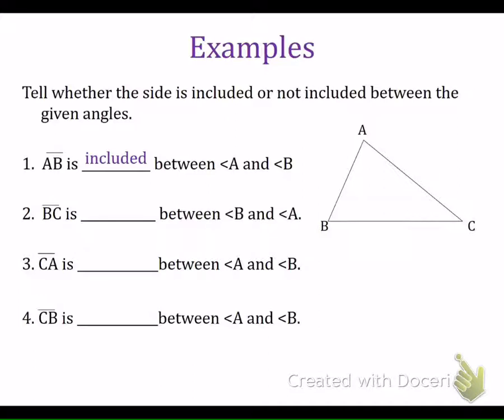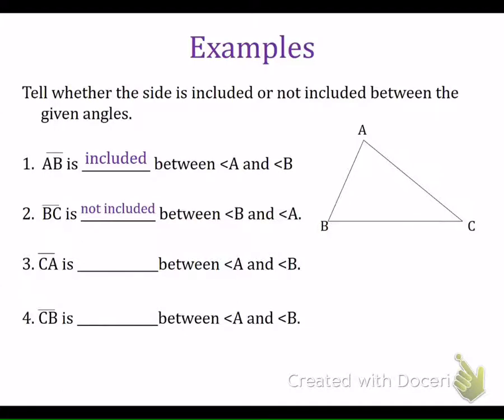All right, the next one, same angle, so angle B and angle A. Is BC between them? No, so that would be not included. And if you're struggling, grab the highlighters, grab the crayons, grab the markers. There's lots of supplies in here. And look where the angles are. You can actually trace the angles. Angle A, angle B, and then BC is over here, not in between the two angles.